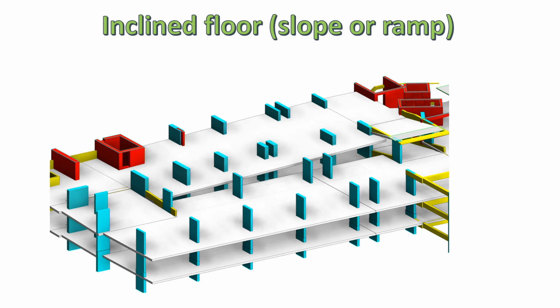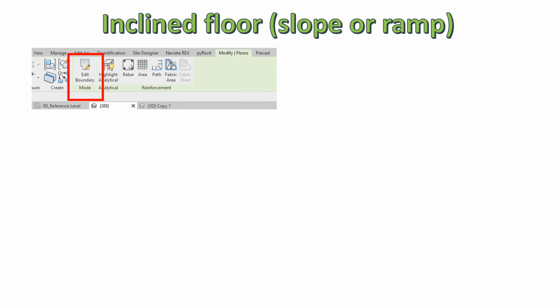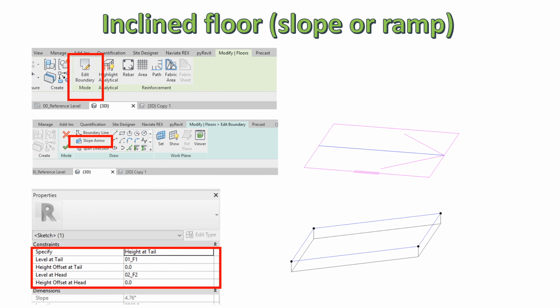The structural floor could also be inclined, sloped, or a ramp. You can modify the flat floor into an inclined one by choosing the Modify menu, then Edit Boundary mode. Create a slope arrow direction and adjust the slope as required.